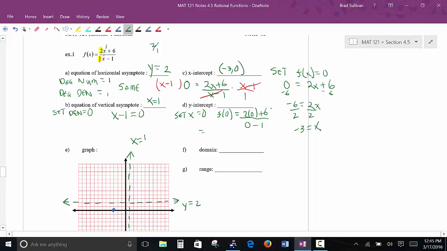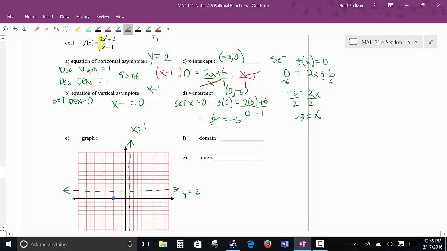Okay, that's going to be 6 in the numerator. Negative 1 in the denominator, so that's negative 6. Okay, so we have a y-intercept now of the point (0, -6). Okay, that's what y is when x is 0.